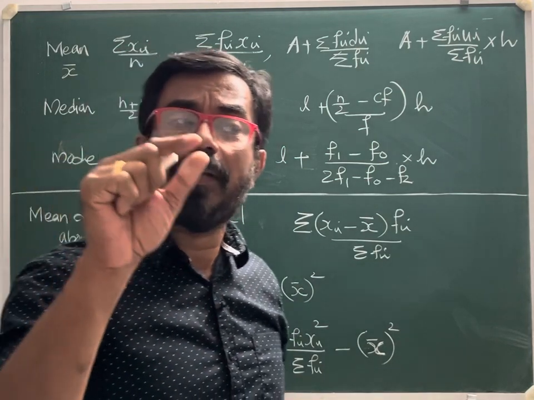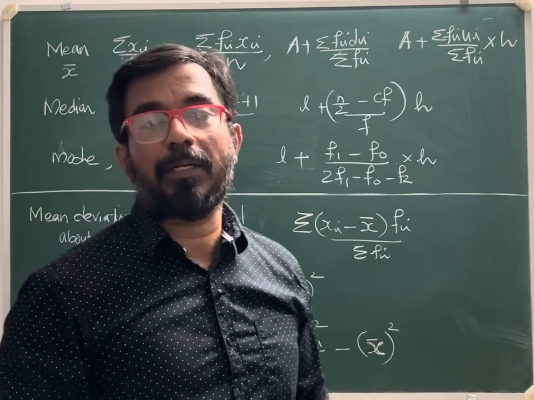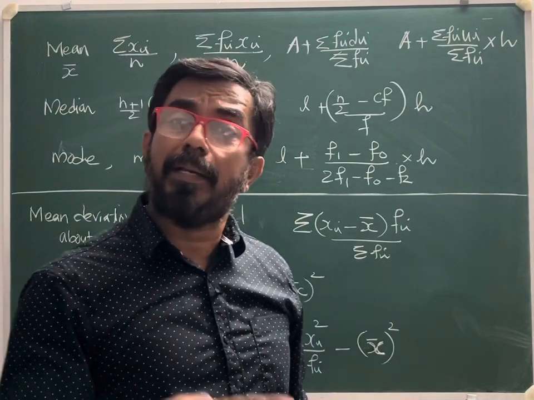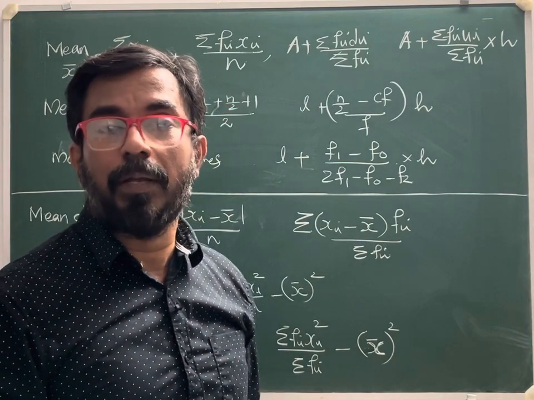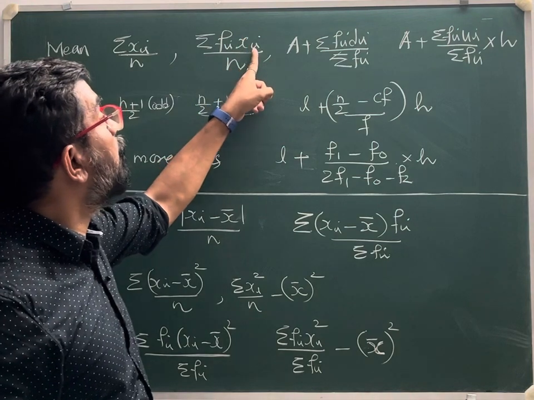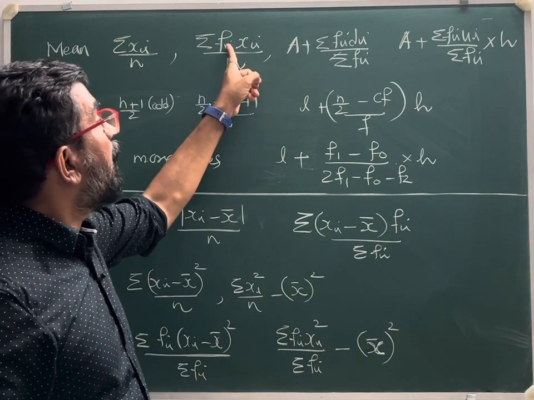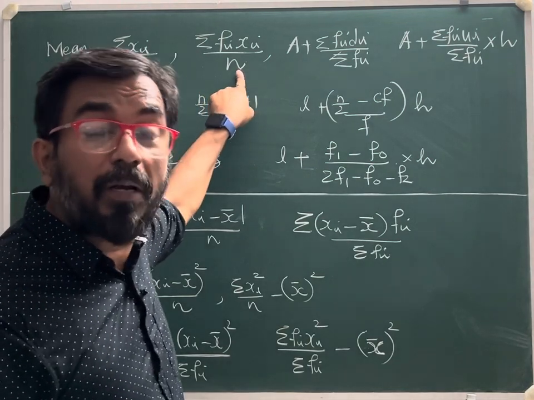For example, if I write 10, then frequency is 5 means 5 times 10 came. So you need to add 10 five times. Instead you can multiply by 5 also. So that is what sigma fi xi is. You need to multiply each of the observations with its frequency and divide by n. N is here the total frequency.